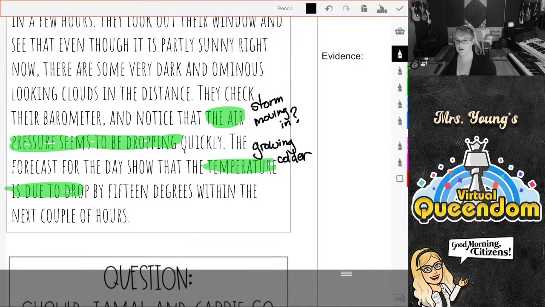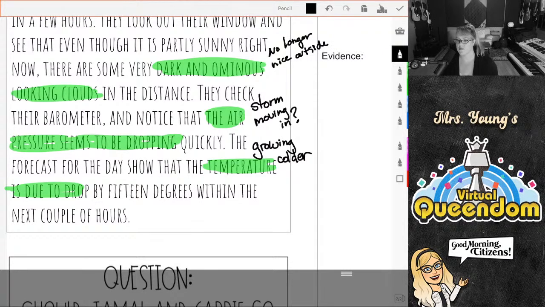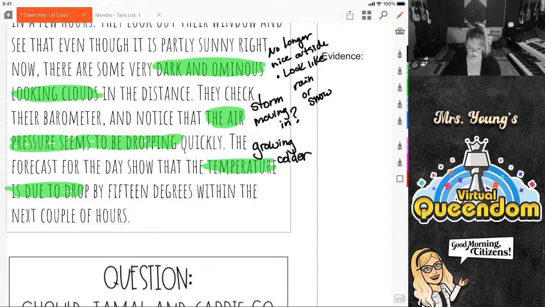So is there a storm moving in? Take a look at what we're doing. We're doing quick hand annotating here. What else do you notice? Yes, there's some dark and ominous clouds. Dark clouds means what? Yes, Lexi, it's no longer nice outside. There's a storm coming. Looks like rain. There could be a storm soon, so here we go.